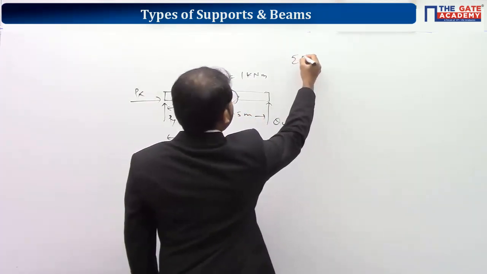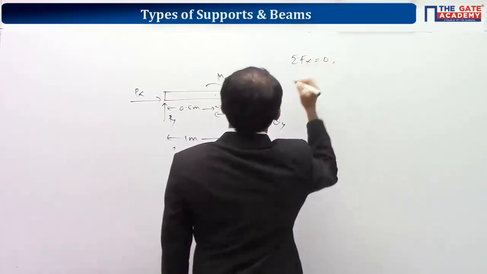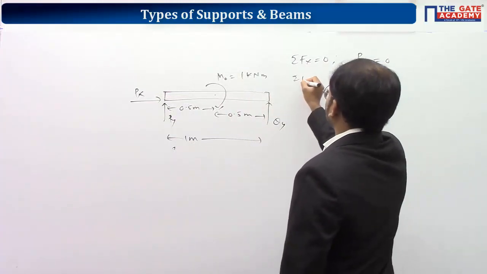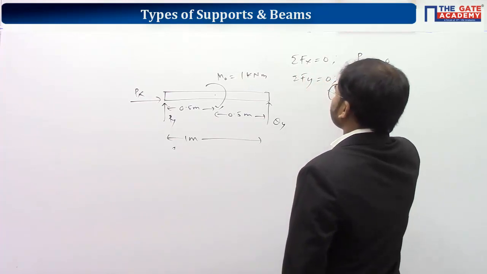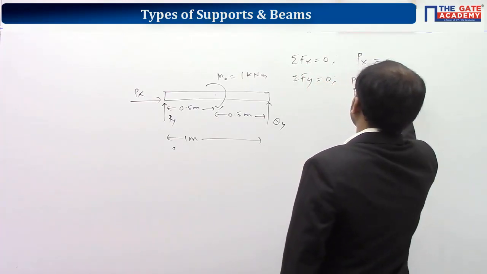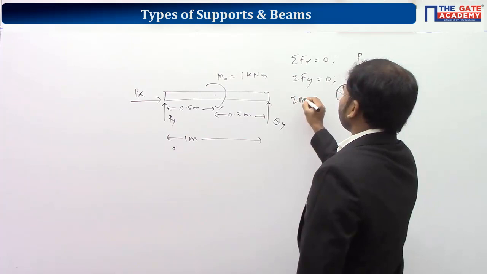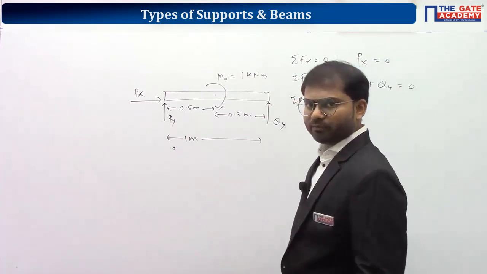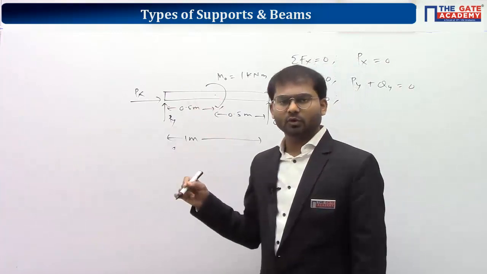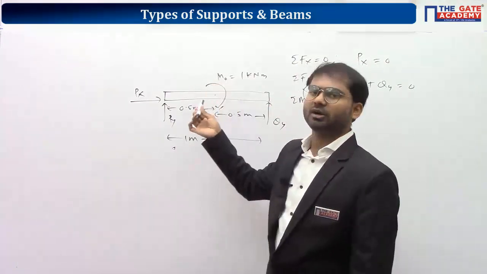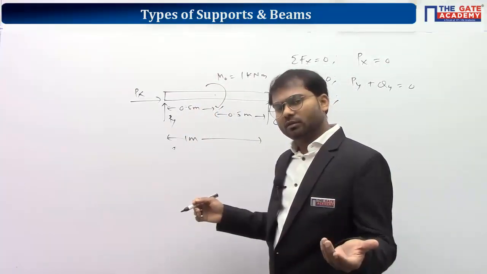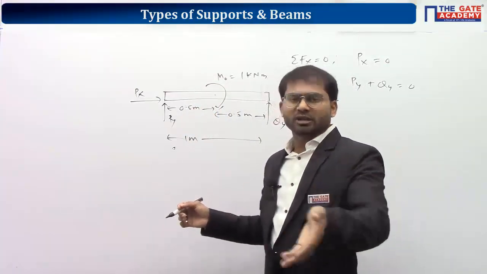If you apply equilibrium conditions, the first equation is sigma Fx equal to 0. This gives you Px equal to 0. Now if you take sigma Fy equal to 0, this gives you Py plus Qy equal to 0. Sigma Mz equal to 0: I can take moment about any point because the whole body is in equilibrium. The whole body is not rotating at all. So it is not rotating about any point. So I can take rotation about any point equal to 0.